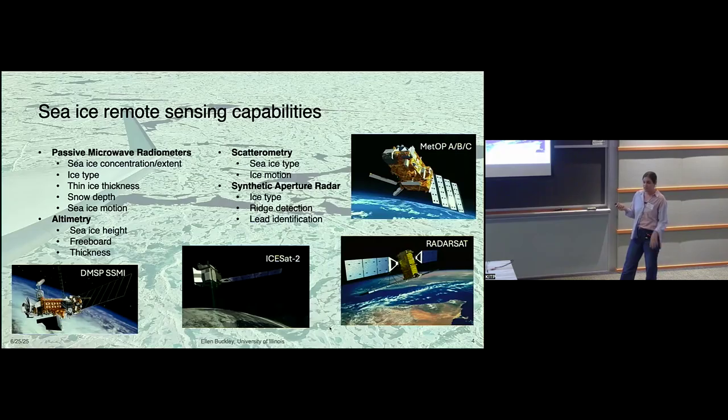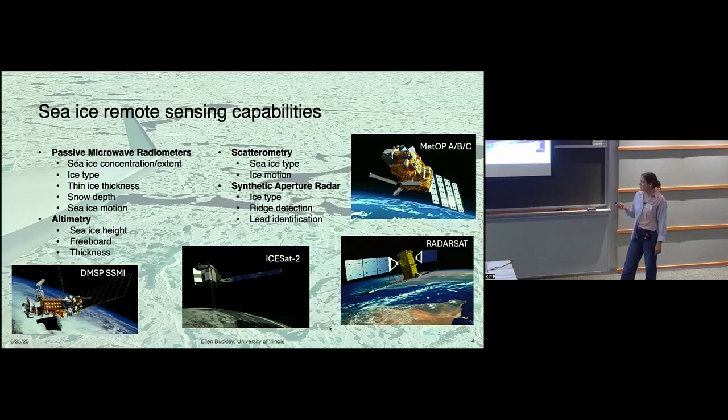More recent, I mentioned those new channels. Now we can see different channels and getting different ratios that can tell us about snow depth on sea ice, kind of shallow snow depth on sea ice. And then also doing cross-correlation of passive microwave data to get sea ice motion.